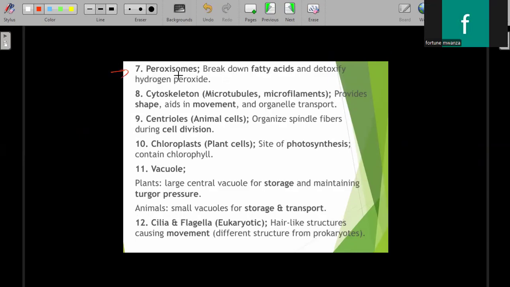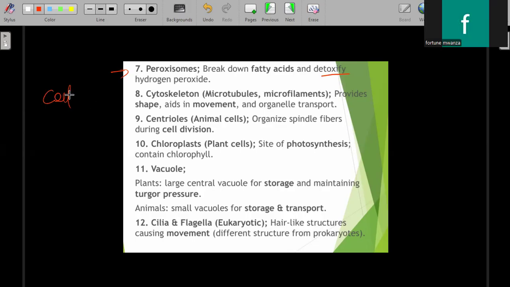We continue there. You have what we call peroxisomes. So these are the ones which break down your fats. And also they are the ones which are involved in detoxification of your hydrogen peroxide. You also have what we call the cytoskeleton. The cytoskeleton is going to be composed of microtubules and microfilaments. So these are the ones which are involved in cell division. We'll talk about that.